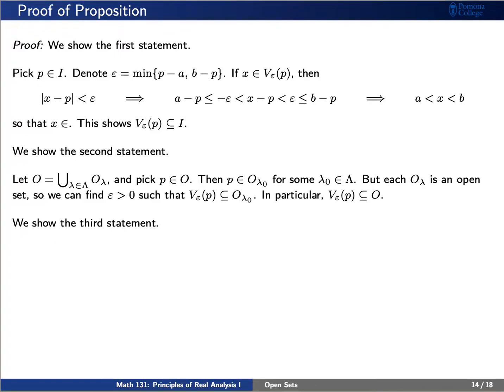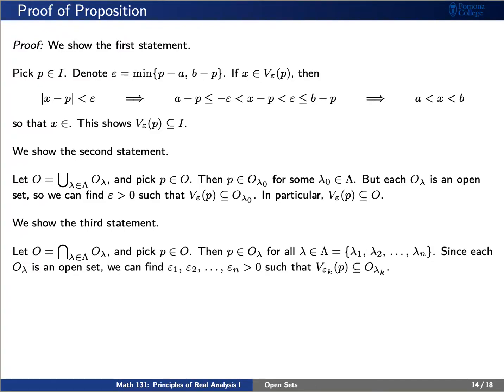We show now the third statement. Let's consider the intersection O over the O sub lambdas and pick a point P in this intersection. This means that P must be contained in O sub lambda for every lambda in our family. But remember that our family only has finitely many elements. Let's denote them as lambda 1, lambda 2 through lambda sub n. Since each O sub lambda is an open set, this means that we can find positive epsilon 1, epsilon 2 through epsilon n, such that each V sub epsilon k of P is contained in O sub lambda k.